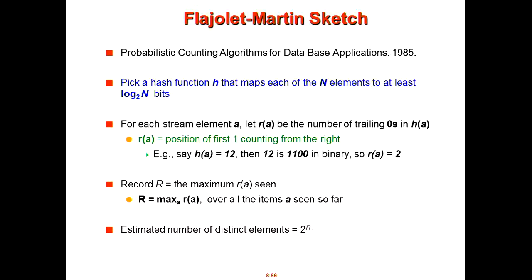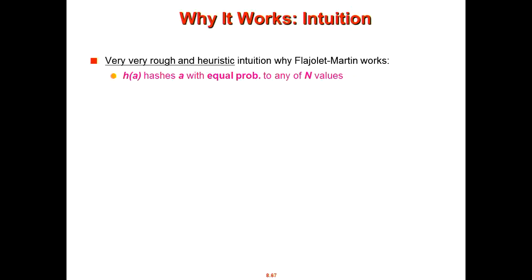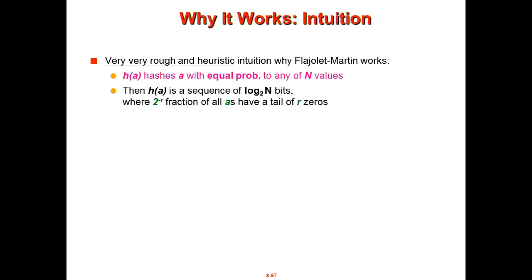Why is it like that? Let's look at some intuition of this algorithm. It's a very, very rough and heuristic intuition of why this FM sketch works. The hash value HA hashes A with equal probability to any of n values, right? So this is about the hash function. And HA is a sequence of log n bits, where a 2 to the power of minus R fraction of all A's have a tail of R zeros.